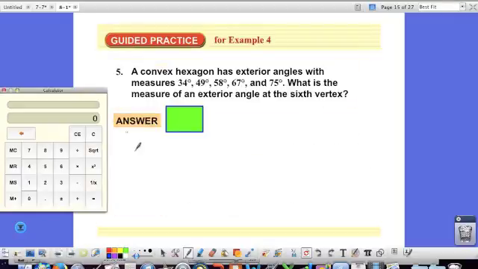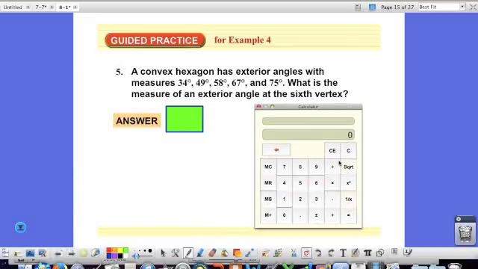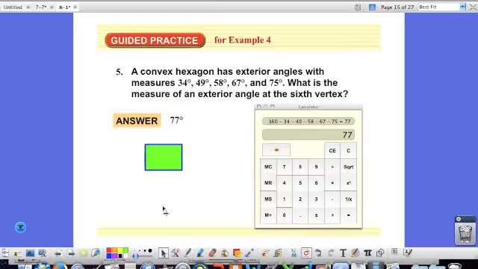Trying a guided practice for this question. A convex polygon has exterior angles with measures of 34, 49, 58, 67, and 75. What is the measure of the exterior angle at the 6th vertex? So I'm just going to start at 360. I'm going to subtract 34, 49, 58, 67, and 75. And I get 77. The 6th exterior angle is 77 degrees.